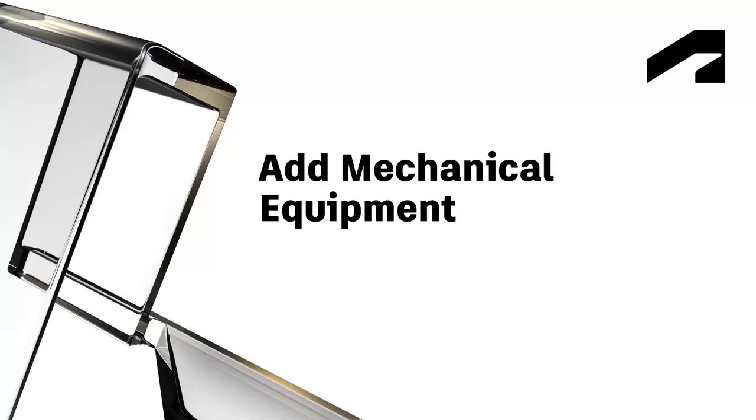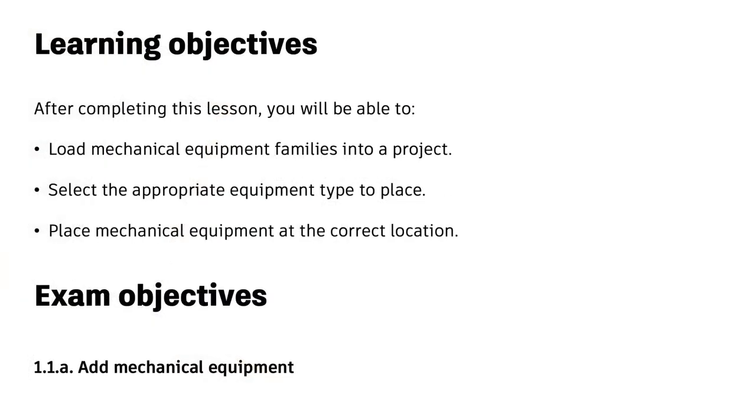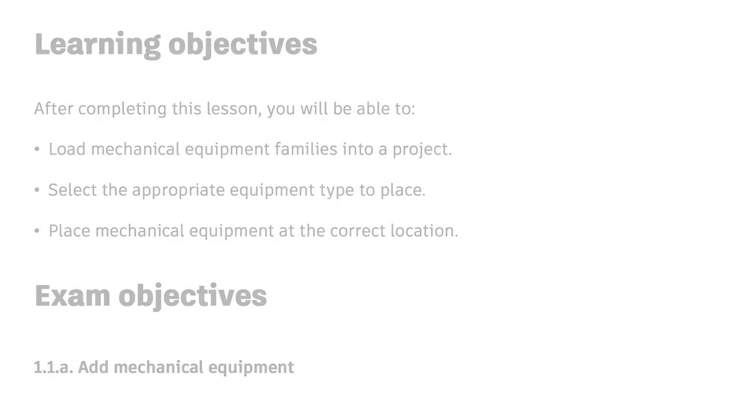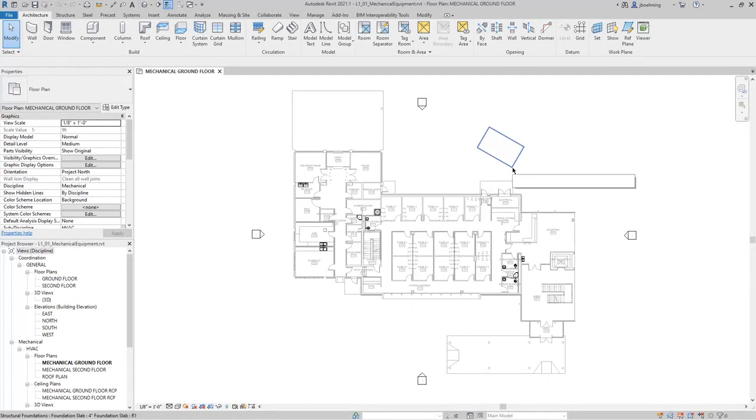In this lesson, we will cover loading mechanical equipment families into a project, selecting the appropriate equipment type to place, and placing mechanical equipment at the correct location. In this building model, there's a foundation slab outside of the building that represents an equipment yard. We'll place a couple pumps on this slab, and then we'll place a VAV box above one of the exam rooms inside the building.